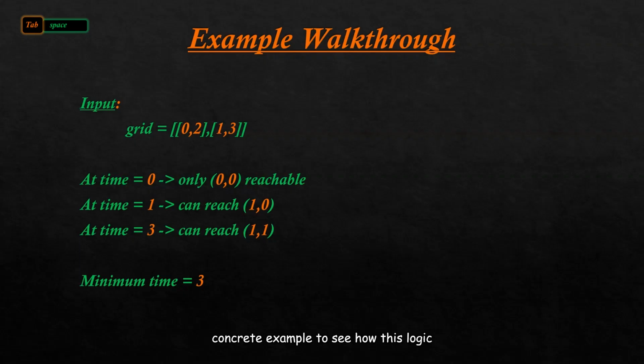Let's walk through a concrete example to see how this logic works. Suppose we have a grid [[0, 2], [1, 3]]. At time t equals 0, we start at cell (0, 0) with elevation 0. None of the neighboring cells are accessible yet because their elevations are higher than the water level. As the water level rises to t equals 1, we can now move down to cell (1, 0) with elevation 1. But we still can't move to the destination since (1, 1) has elevation 3.